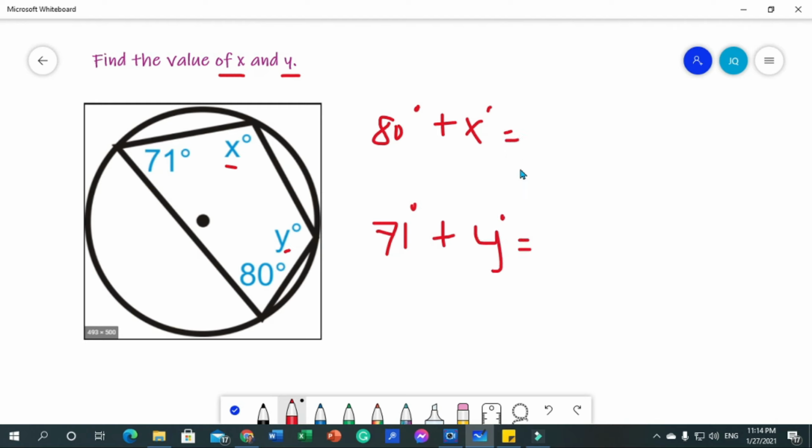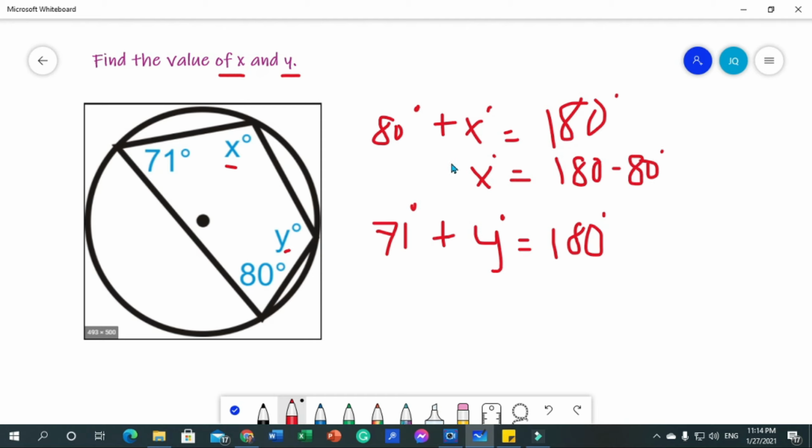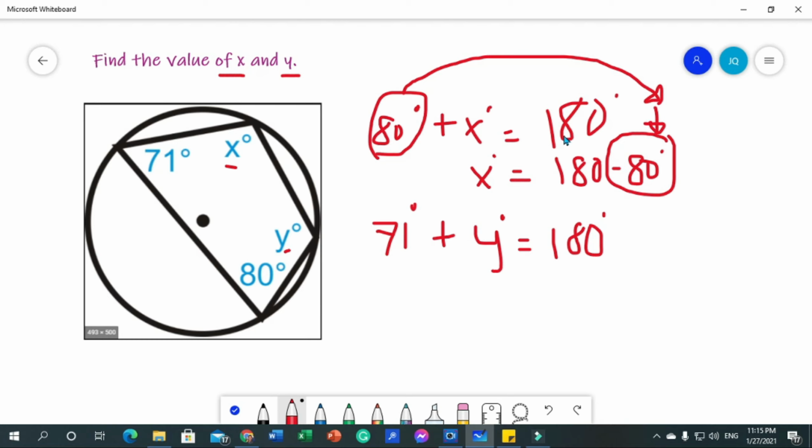Again, if we recall, what is the sum of opposite angles? It is 180 degrees. So what is now the value of x? x degrees equals 180 minus 80. We want x to be left on one side, so we move the 80 here, and from positive it becomes negative, so this becomes minus. We call it transpose. It is a shortcut for the addition property of equality. Now, what is the result? x equals 100 degrees.